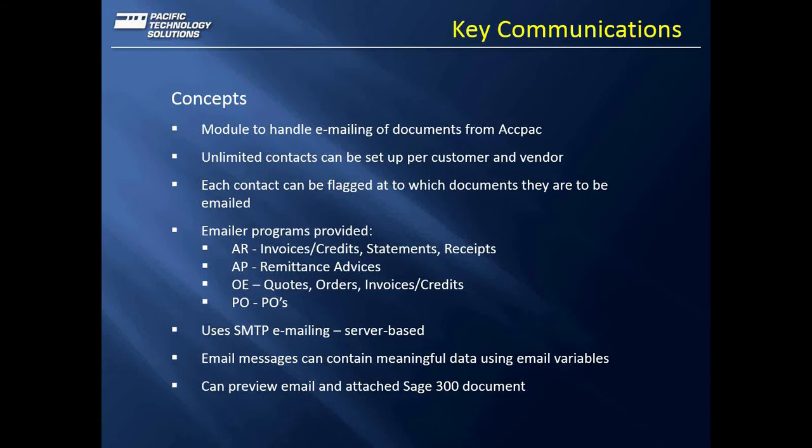Another thing, the email messages can contain quite meaningful data, and you can also name the PDF much better than with Sage 300. With key communications, your invoice PDF can have a file name which is actually the invoice number, so that's much more user-friendly for your customer. And the last point there, you can preview the emails and what the document's going to look like before it goes out. That preview facility is quite important, we think.